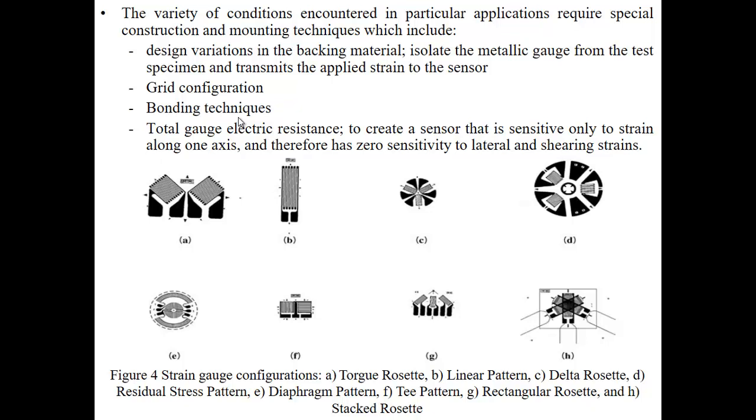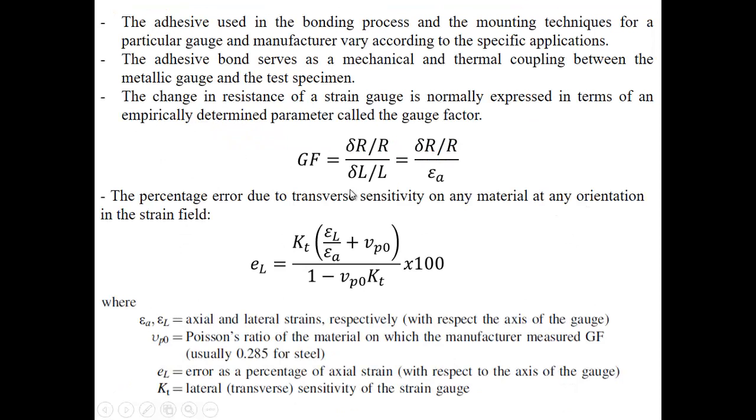The strain gauge electrical resistance is arranged to create a sensor that is sensitive only to strain along one axis, and therefore has zero sensitivity to lateral and shearing strain. So that is what I'm trying to say to you. We want a gauge that senses only strain along one axis, therefore having zero sensitivity to lateral and shearing strain. That is the more important point.